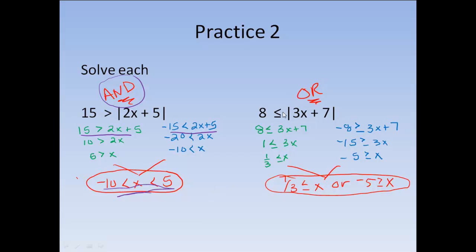Second one, I did a similar type of thing. I rewrote my two separate inequalities here, solved each of them, and I decided that it was going to be an OR statement. So I went back and rewrote my answer as an OR statement.